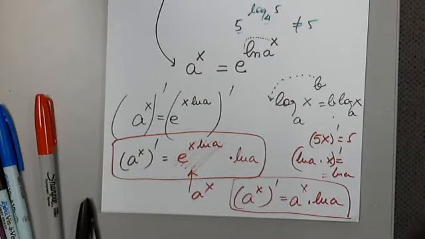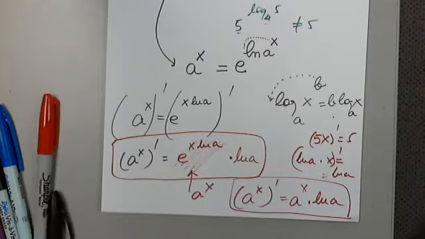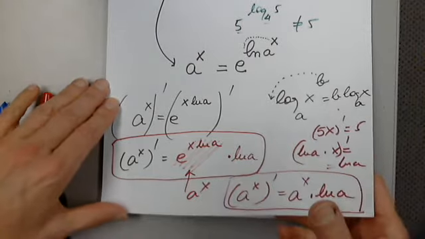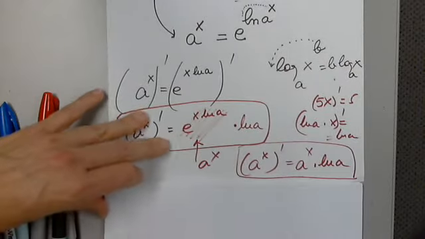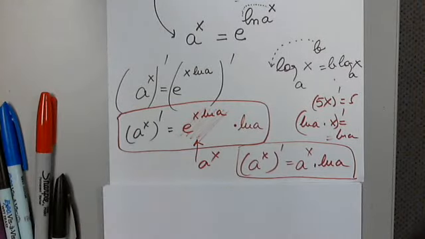Let's see what happens if a is e. What will happen if now I have a special case in which this is e? What do I get on this side? E to the x times natural log of e. Exactly. Exactly. So this is the general case. Exactly. So then this was what I did not get the chance to show you from the chain rule.